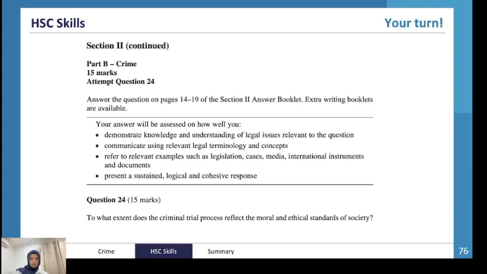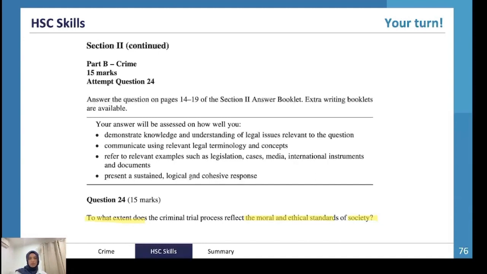Okay, so now we'll do a little bit of practice from the different structures that we've gone through, and think about which structure we can possibly use to answer the following questions. All right, so the question is: to what extent does the criminal trial process reflect the moral and ethical standards of society? This is from the 2020 HSC paper.